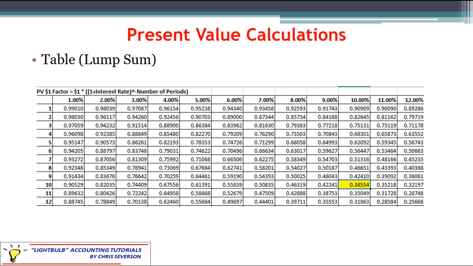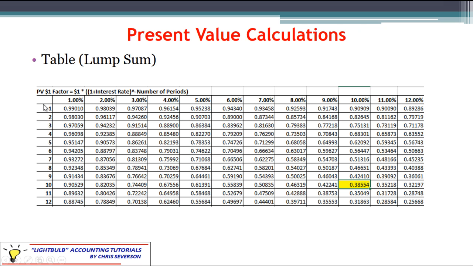A couple of things to be aware of here. You want to make sure you have the right number of periods. If you have, let's say, a 10-year bond that has 2 periods per year, in other words, it pays interest twice a year, you would actually need to find the 20-period line, and you would also need to make sure that your interest rate, which is probably given to you as an annual rate, you would need to divide by 2 to get the semi-annual rate. So keep that in mind. I'll stress it again later.